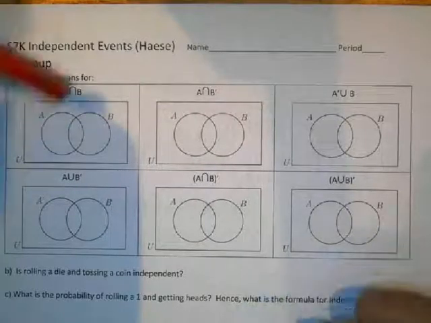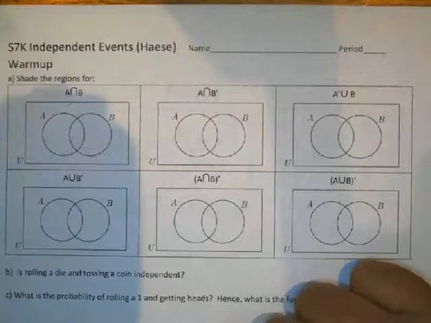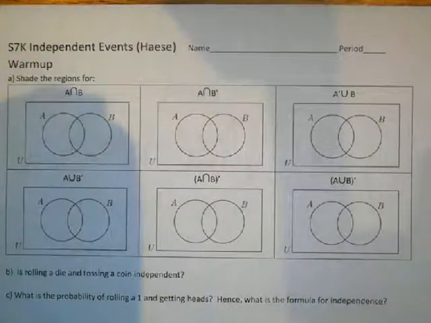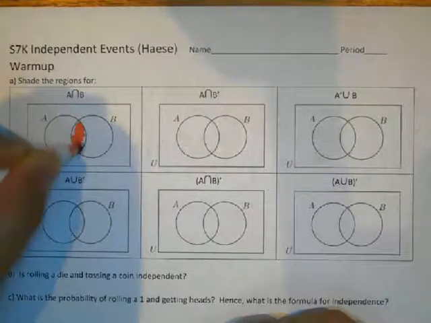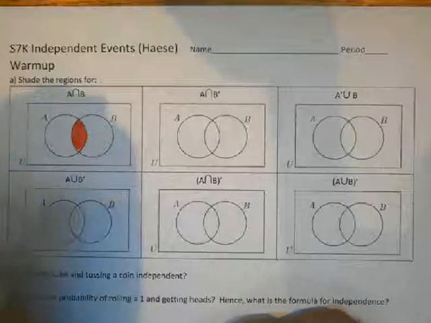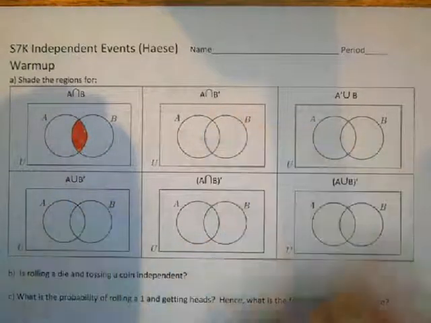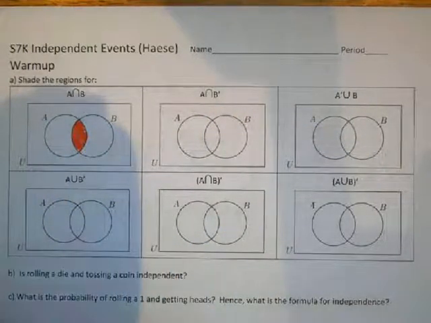All right, intersection means parts that overlap. This is the warm-up that we should have given to you today. So A intersection B, the intersection is where they overlap in between. Okay, A intersection B prime. So let's think about that for a second.